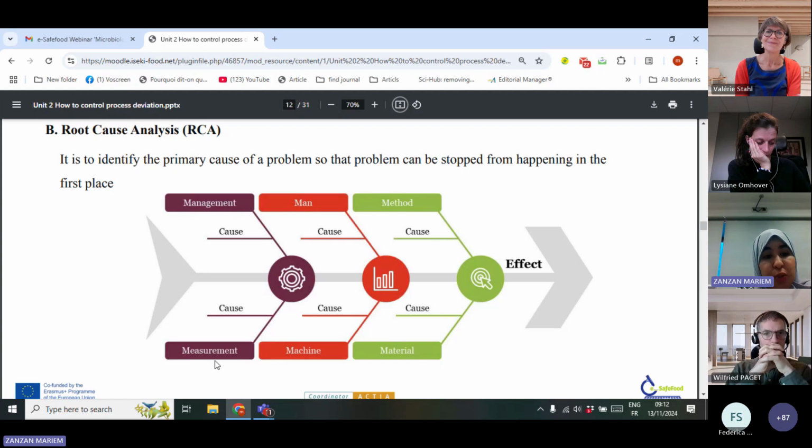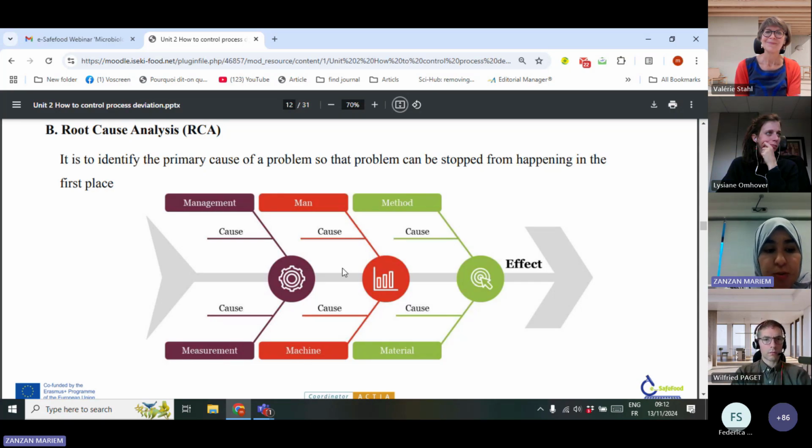As root cause analysis, we have, as we said, 5M, and we have other methods such as 5 whys, which means asking why 5 times in succession in order to find the root cause of the problem.